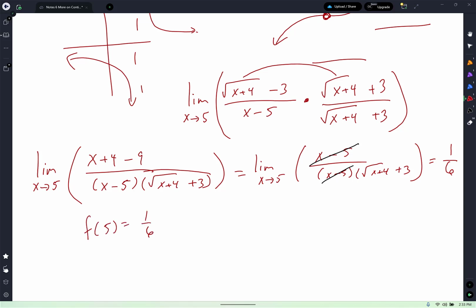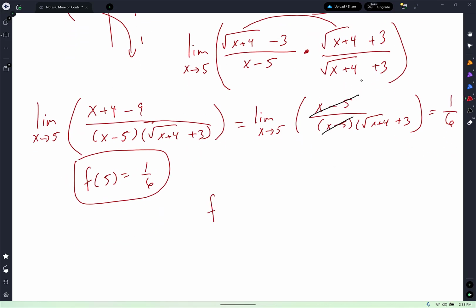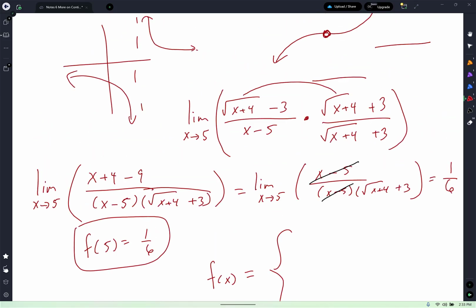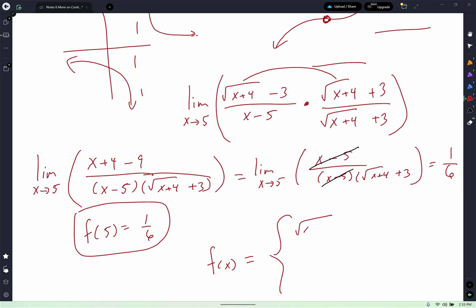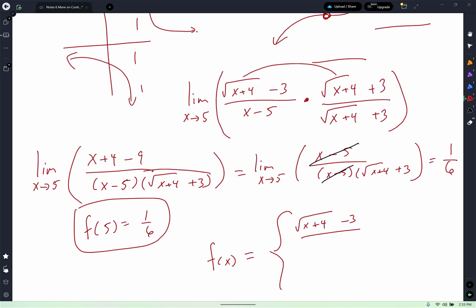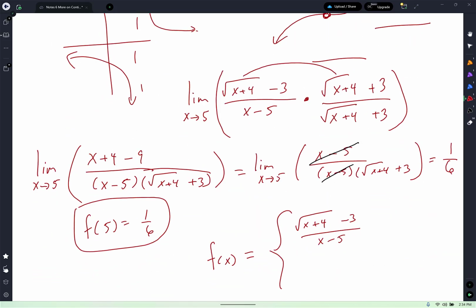Now I prefer that you do a piecewise function. Chav, what are you talking about? I prefer that you do this, but it's okay if you don't. Square root of x plus 4 minus 3 over x minus 5, and then 1/6. As long as in this one x cannot equal 5, and in this one, when x equals 5, it'll be 1/6.